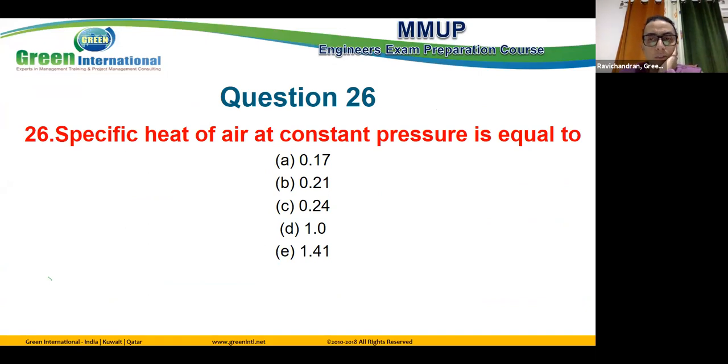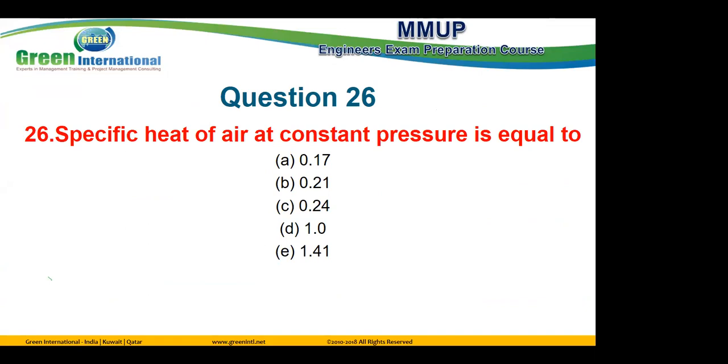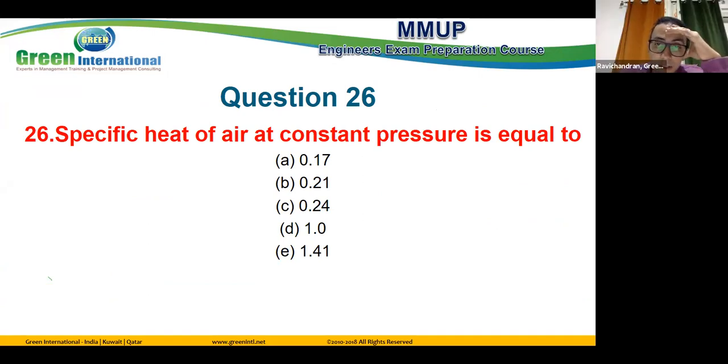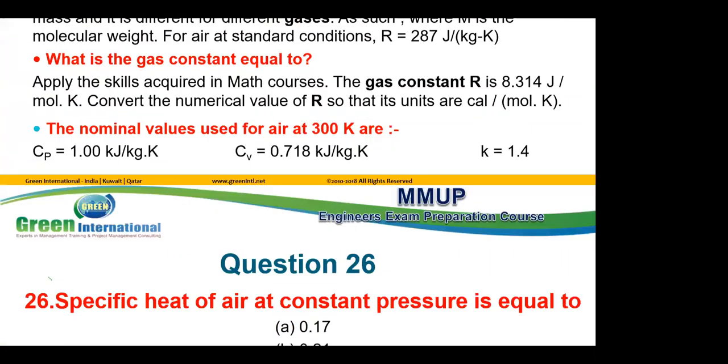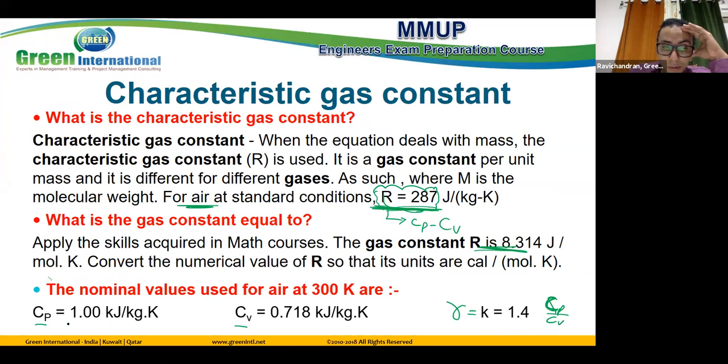Specific heat of air at constant pressure is equal to... It means specific heat is C, at constant pressure, it means Cp. So what is the correct answer? Cp for air, 1.021. All these values are for air. I just remind you: this value, this value, this value, this value, all for air.